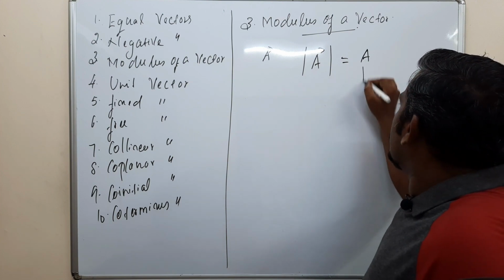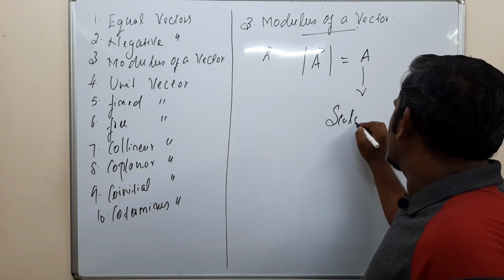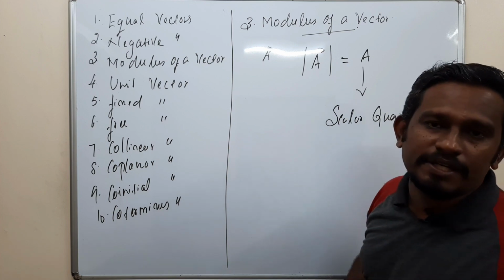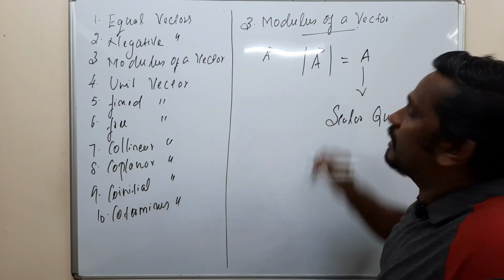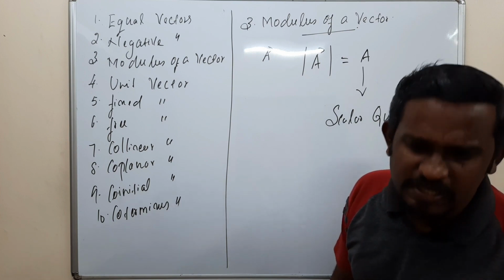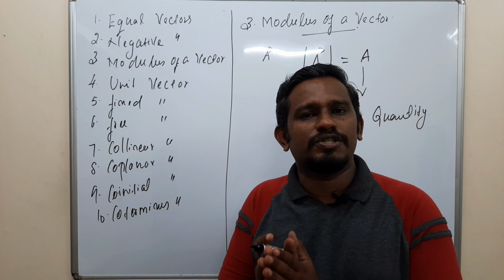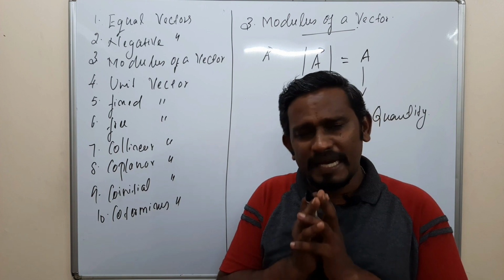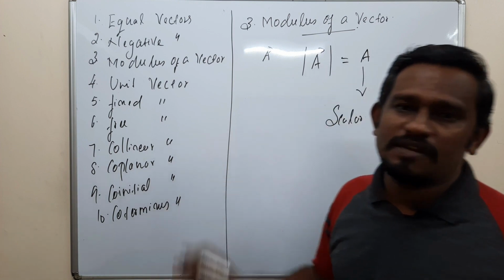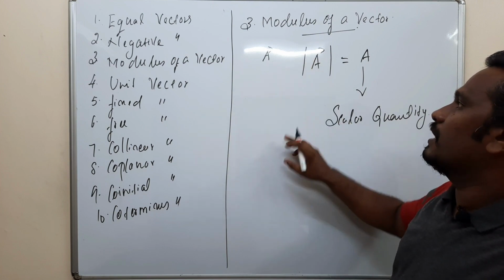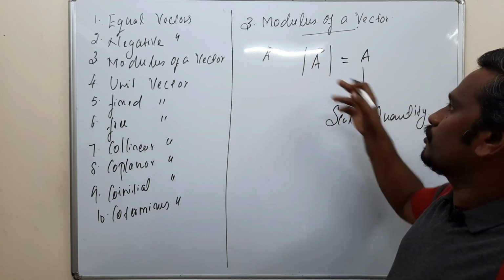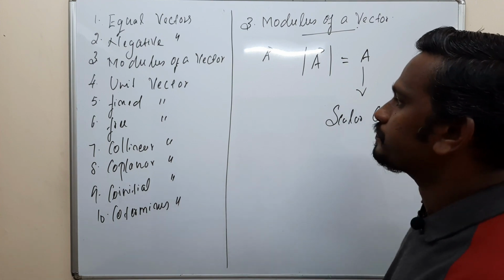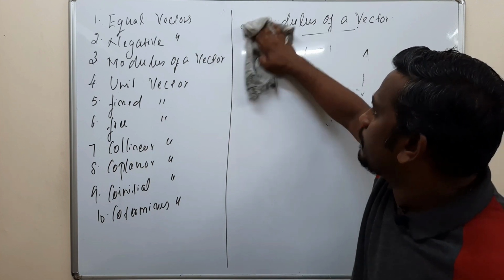So the mod a is a scalar quantity, because it gives only the magnitude and does not consider the direction. That is called the modulus of a vector. A vector is a quantity which has both magnitude and direction. If we consider the magnitude alone, then we say it is the modulus of a vector. So mod a gives the magnitude only, no direction, so it is a scalar quantity. Then next is unit vector.